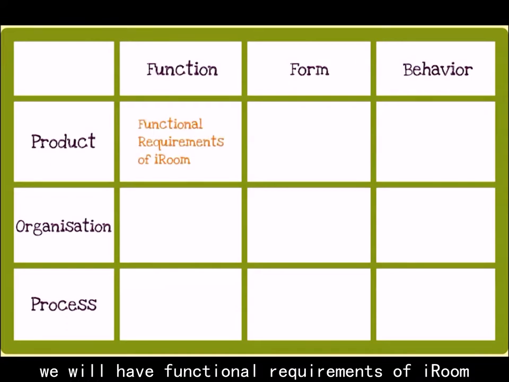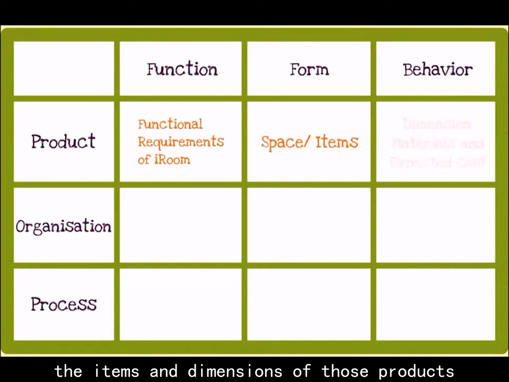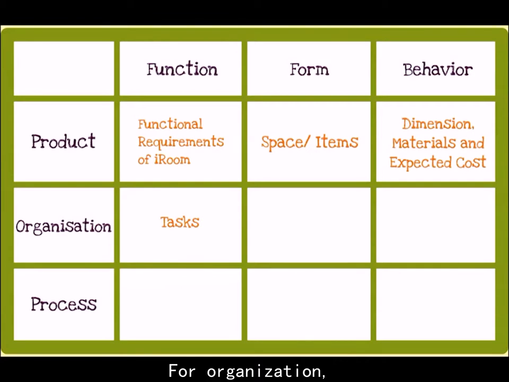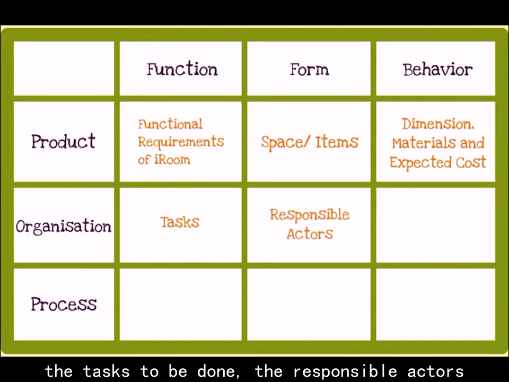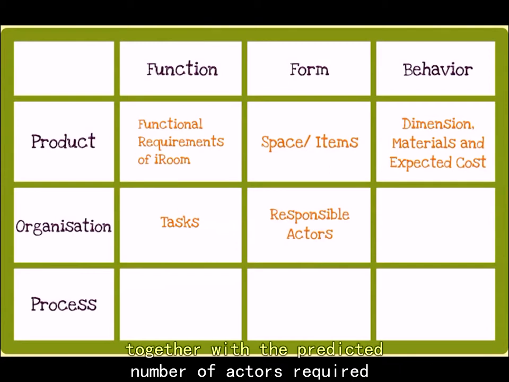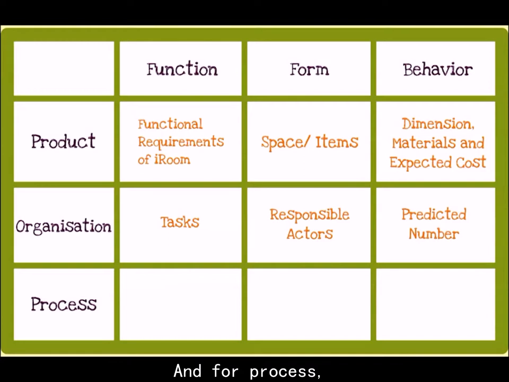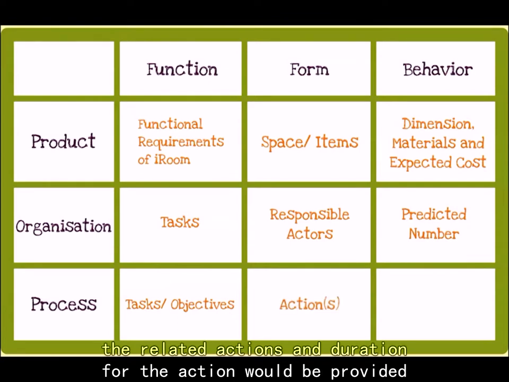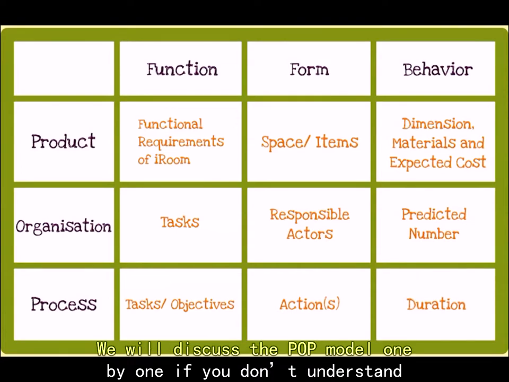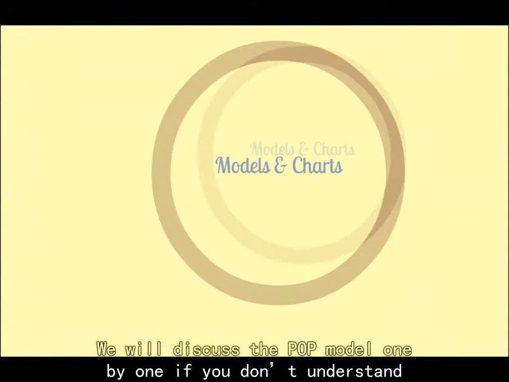For example, for the product, we will have the functional requirements of the iRoom and the items and the dimensions of those products. For organization, the tasks to be done, the responsible actors together with the predicted number of actors required for the task will be included. And for the process, the tasks or objectives, the related actions, and the duration of the actions will be provided. We will discuss the POP model one by one if you don't understand.